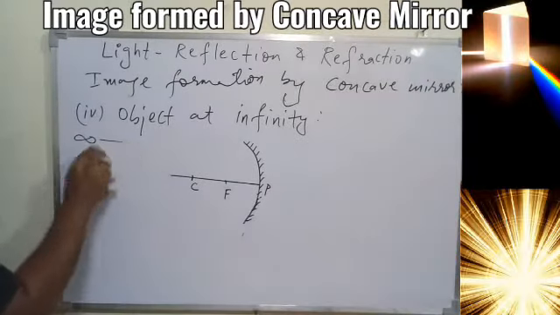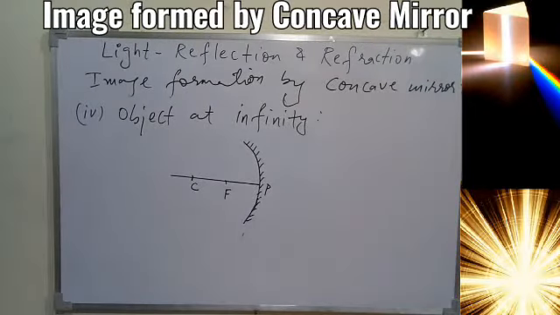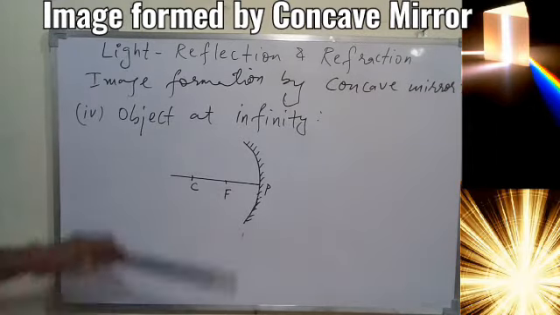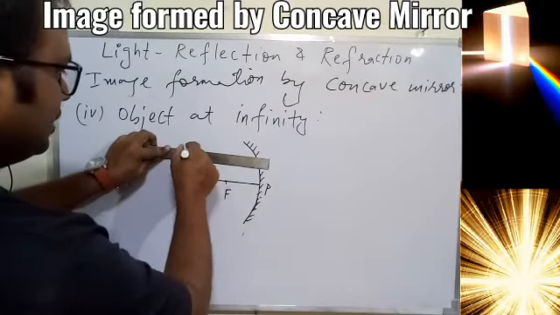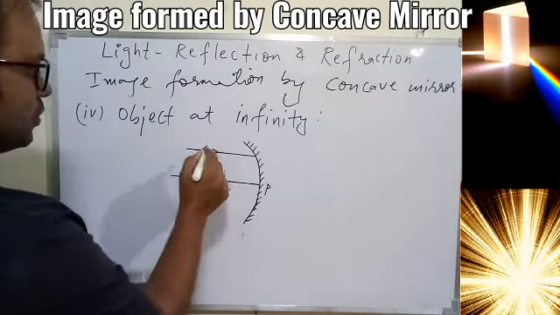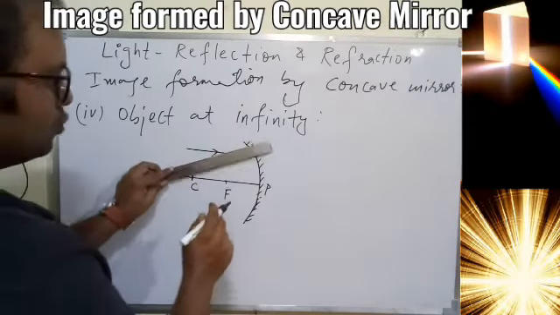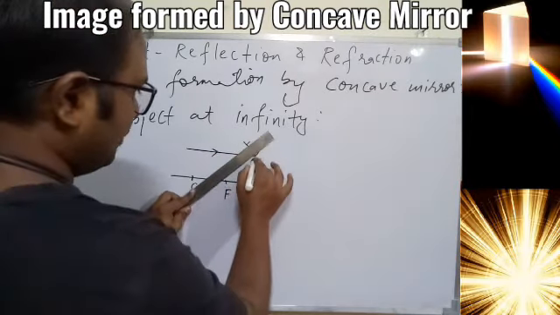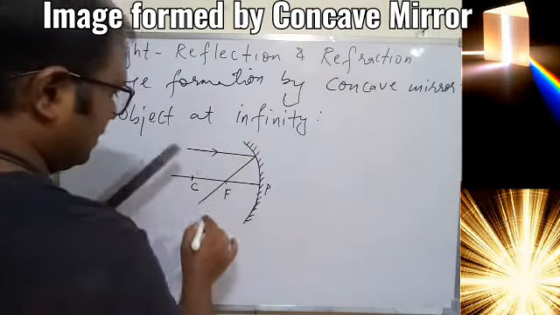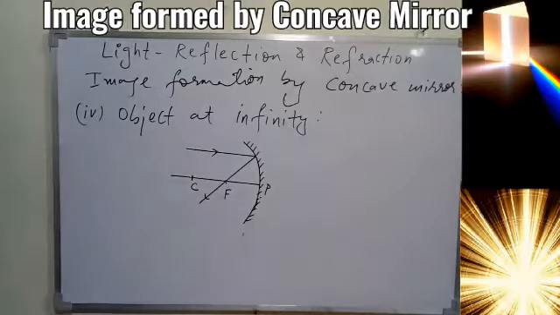So we are not going to show the object here because the object is at infinity, so we cannot show the object. What we can show is just two different rays of light coming parallel to the principal axis from infinity. So what will happen to this ray? We know this ray will pass through the focus.